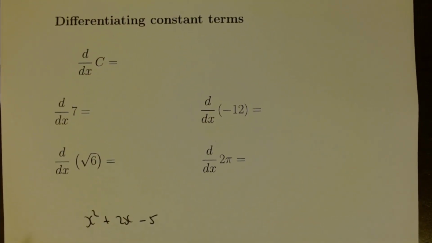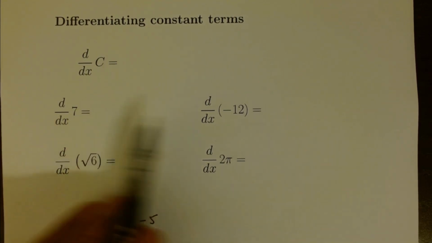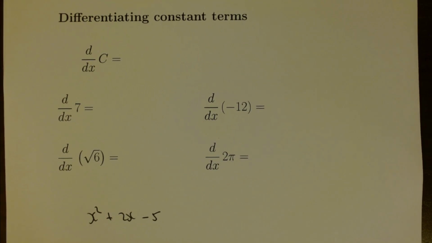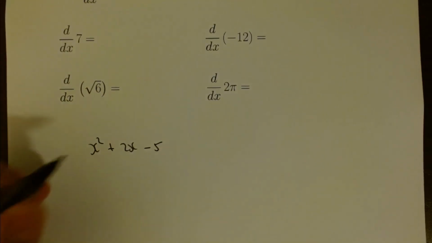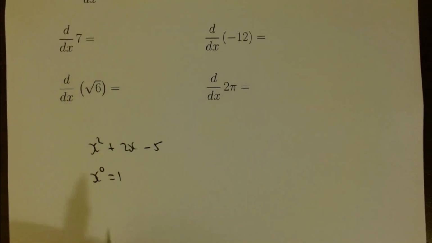So how to differentiate it? What does it become? It becomes a 0. So it's very simple. They're all zeros. But I just want to illustrate why it becomes a 0. So we should know that x to the 0 is 1.